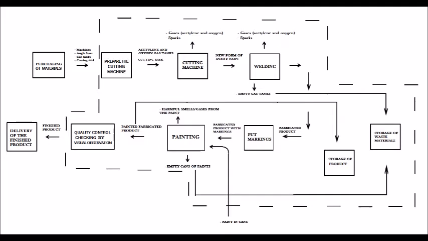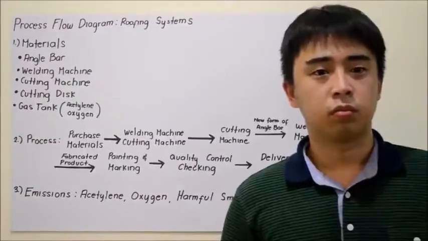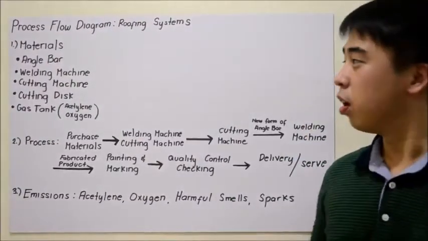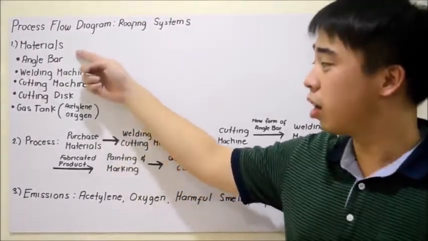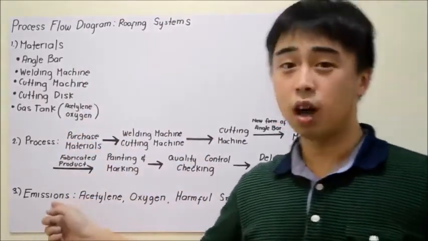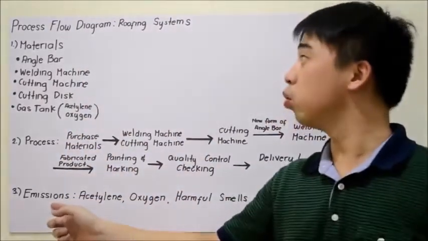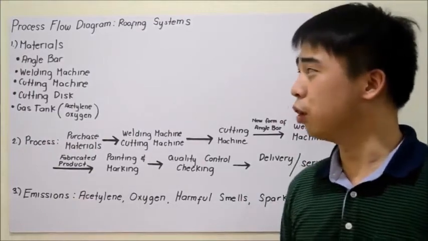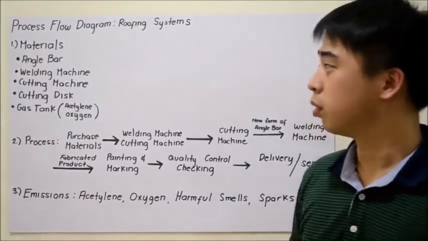So, let's now start with Mr. Lim for the discussion of our exercise 2, the process flow diagram of our case study. Mr. Lim? Okay, good day. I'm here to talk about the materials, the process, and the emissions for our process flow diagram about roofing systems. First, let's talk about the materials.